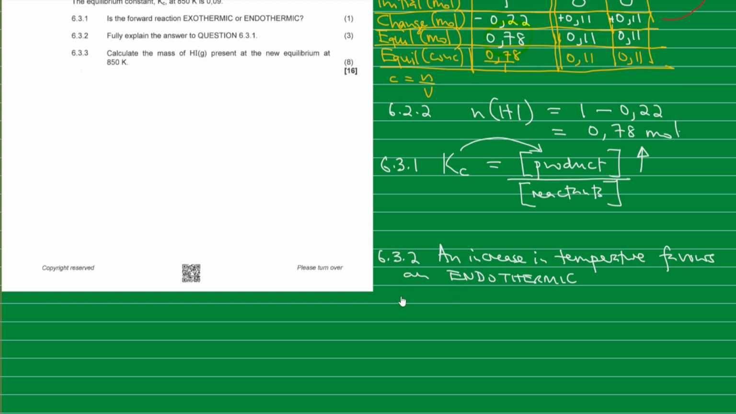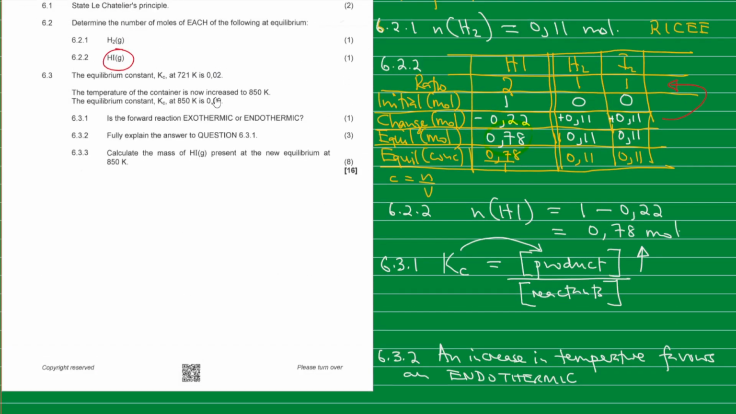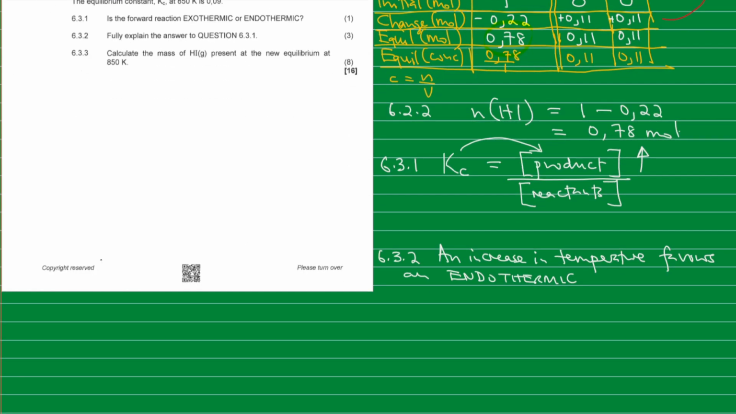Now, this endothermic reaction, was it a forward or a reverse reaction? How do we know? Now we see that the Kc increased from 0.09 to 0.99. So we can say yes, the second part of the reason is that an increase in temperature favored a forward reaction.